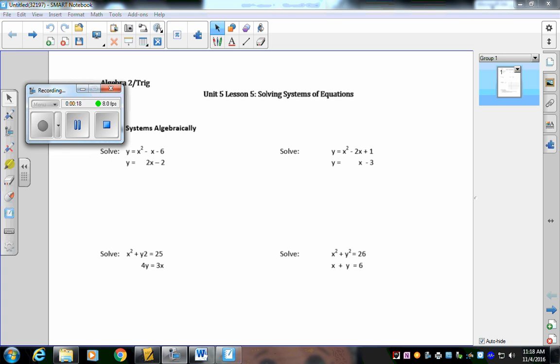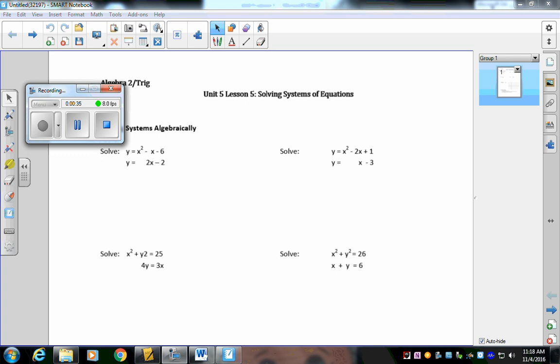All right, so you're going to see some quadratics, some parabolas, and you're also going to see some equations of circles. Those are the ones where you have both an x squared and a y squared. That indicates that that is a circle. Okay, so we're first going to take a look at how to solve algebraically. Then we'll take a look at solving graphically by hand.